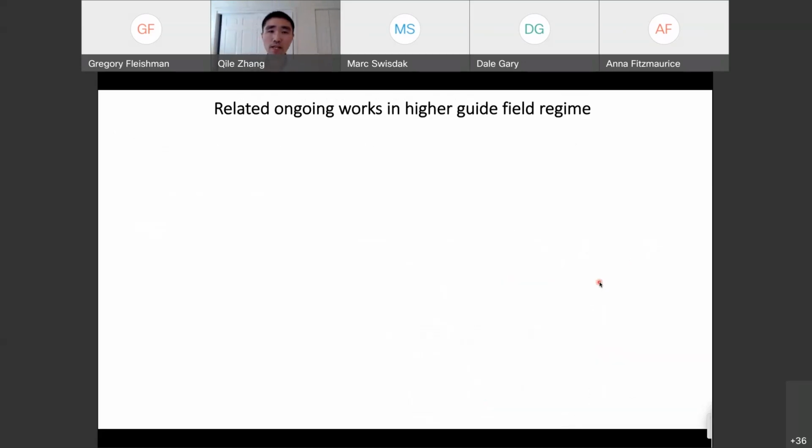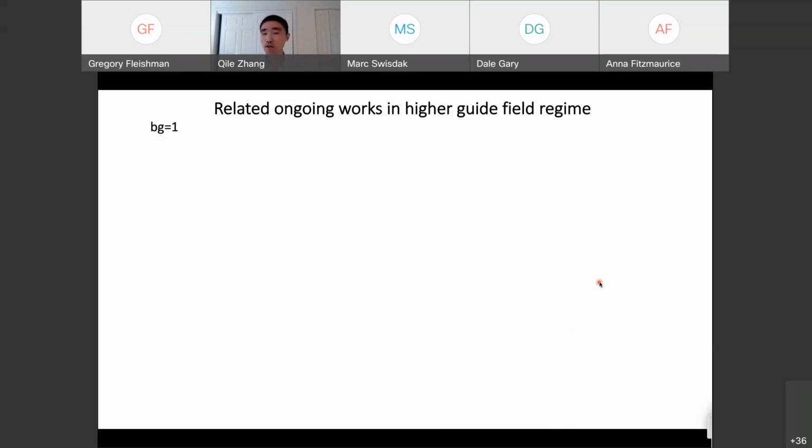Oh, I still have some time, so I'll show you some extra material giving a brief idea of our related ongoing work. The previous slides focused on the lower guide field regime. And here, I will show you that we can also apply a similar strategy to a somewhat higher guide field regime, for example, guide field equals 1.